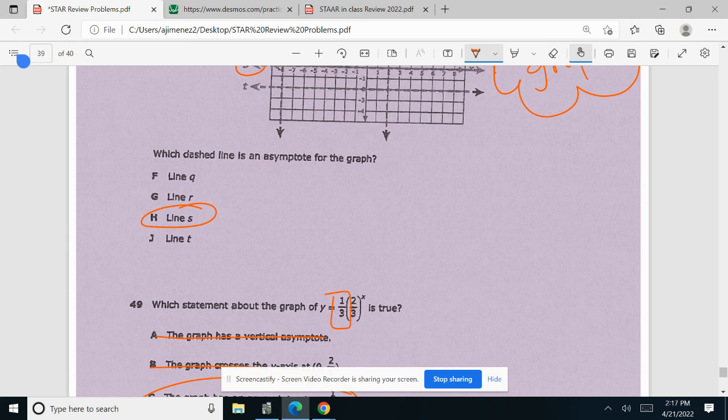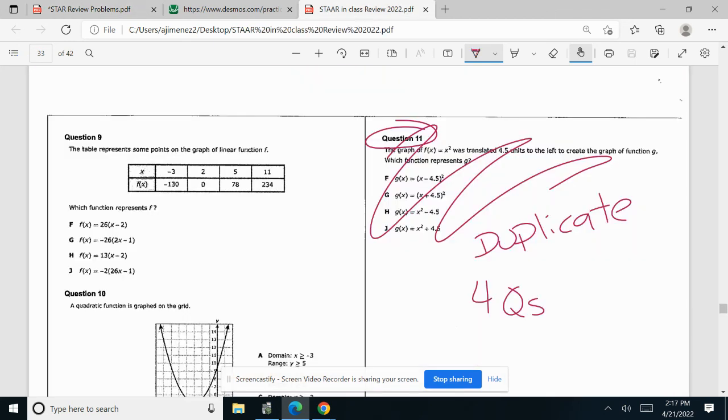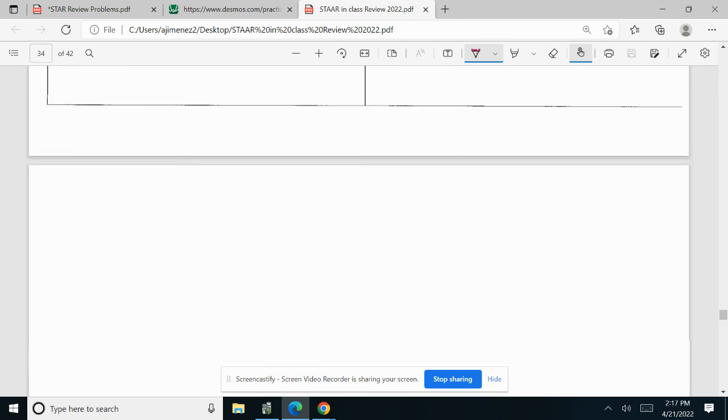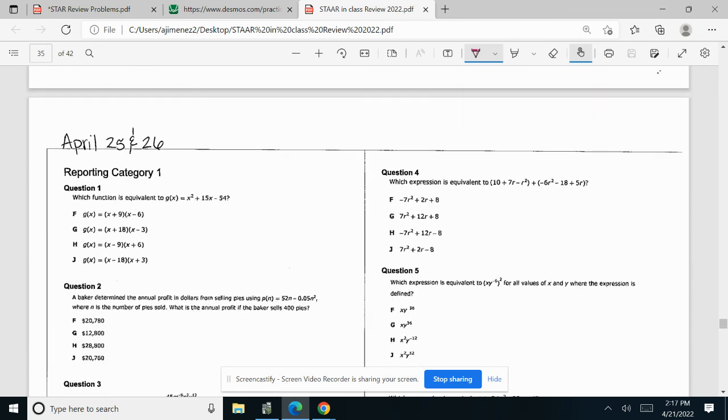So now let's go to, you have 2 pink packets. I thought it was just 1. We have 2. All right, so we're on the one that says reporting category 1, right? You're going to answer all of them, right? By doing what we did, all right? How did we answer this one?